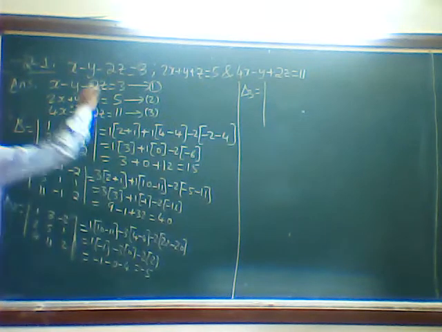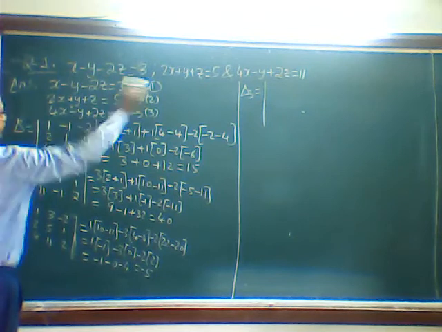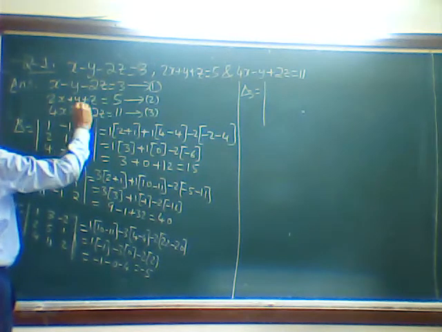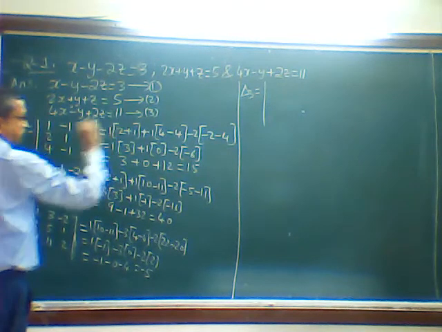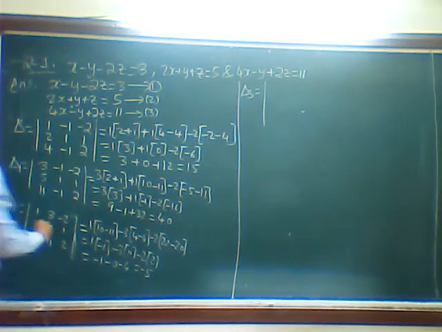Okay. Now one below the other I have written it. x minus y minus 2z is equal to 3, equation number 1. 2x plus y plus z is equal to 5, equation number 2. 4x minus y plus 2z is equal to 11, equation number 3. Okay. Next, delta.